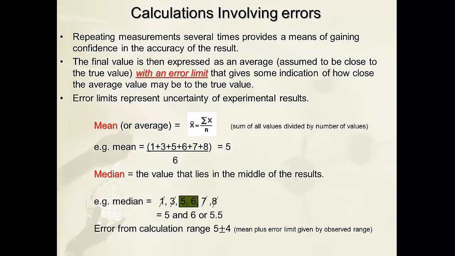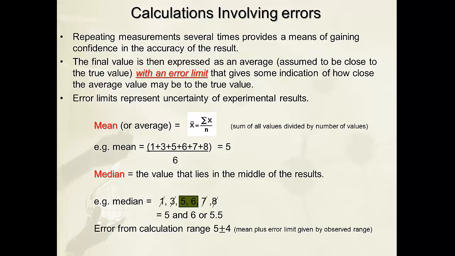So say we've taken 1, 2, 3, 4, 5, 6 measurements, and we've got our 6 measurements: 1, 3, 5, 6, 7, 8. Add those all together, divide by 6, and that gives us 5 for our mean, our average. It's taking a simple average. The median, on the other hand, is the value that lies in the middle of the results. If you've got an even number of results, you have to take the mean of the 2 numbers that are right in the middle. Because we've got 6 numbers in this series, we don't have a number that lies in the middle. If we did, that would be our median, but instead we've got 2 numbers, 5 and 6. Let's take the mean of those 2, and the median becomes 5.5.